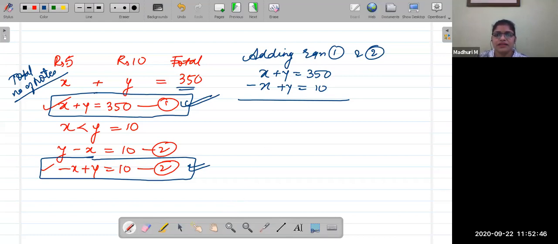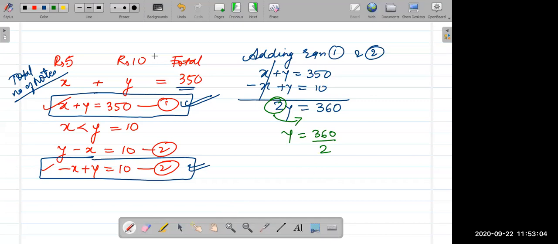So plus X and minus X gets crossed out. We are left with Y plus Y, that is 2Y, which equals 360. And then the 2 moves to the other side to divide, we get Y equals 360 divided by 2. So Y would be equal to how much, students? Yes, Y would be equal to 180. I guess you all have got it right this time. Fantastic, fantastic.